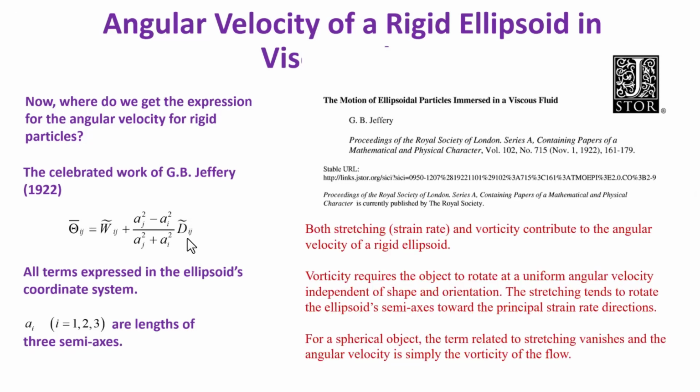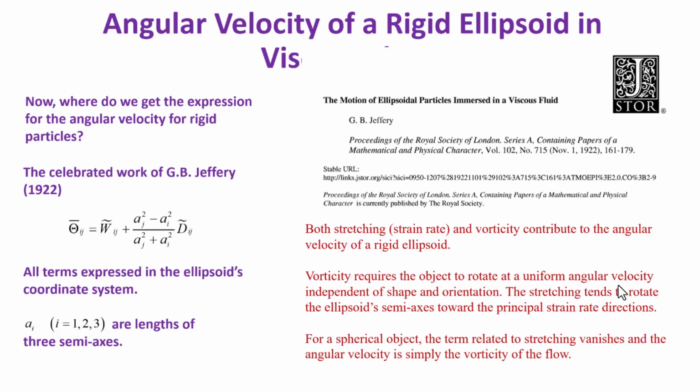First of all, both the strain rate and the vorticity will contribute to the angular velocity of a rigid object. If the object is a sphere, then this second term becomes 0. So we come to the conclusion that for a spherical object, the angular velocity is exactly the vorticity of the surrounding fluid. The vorticity contribution to the angular velocity is that every object must rotate at an angular velocity that is appropriate for the vorticities.